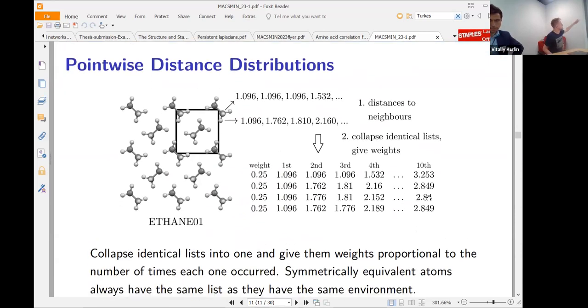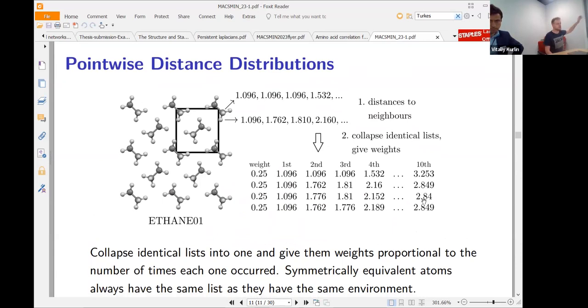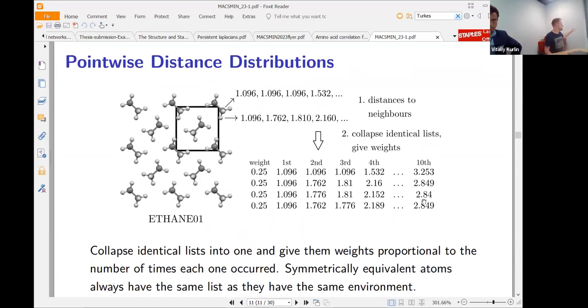So symmetrically identical points in the unit cell will give you the same distances to neighbors because they have the same environment. We mentioned this yesterday, I think, but of course, in practice we aren't going to recompute those distances. We can just compute it for the asymmetric unit, use the Wyckoff multiplicities instead as weights, and it makes it much faster than doing the whole motif, but you get the identical result. So in this simple example, you end up with 4 rows because there are 4 symmetrically unique points. This is actually ethane 01 from the CSD.